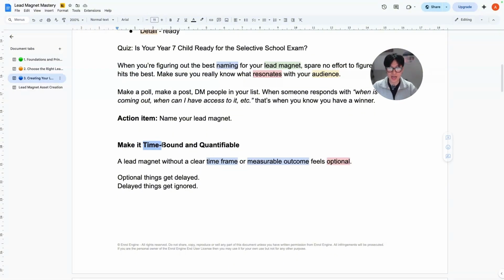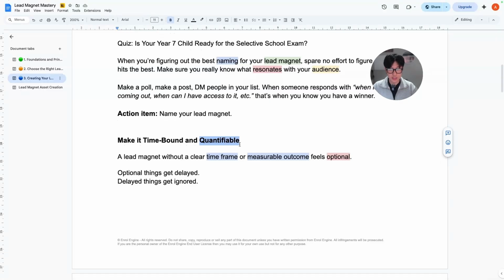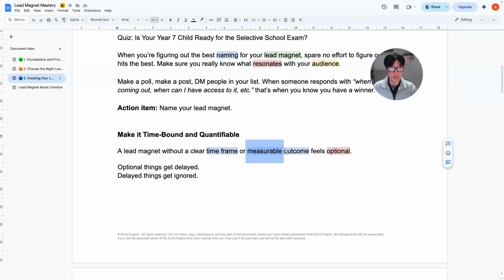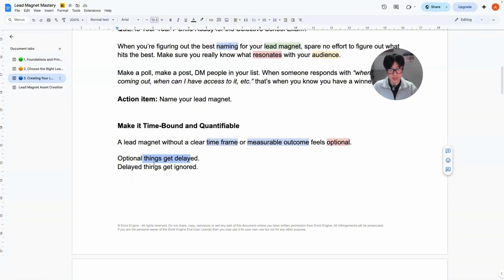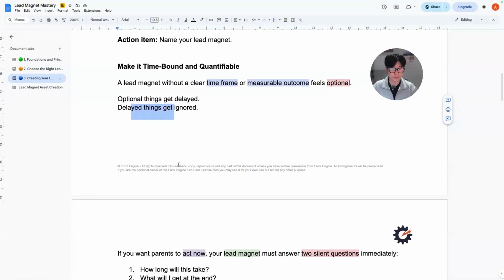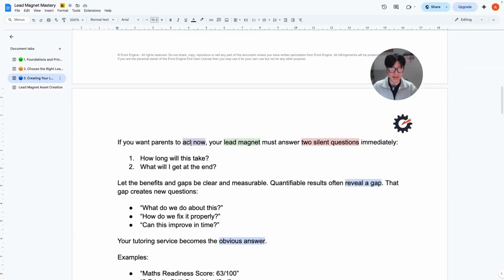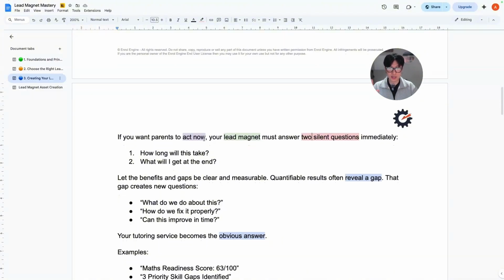And let's talk about making it time-bound and quantifiable. A lead magnet without a clear time frame or measurable outcome feels optional. There's no urgency, and optional things get delayed, and delayed things get forgotten or ignored. So if you want parents to act now, your lead magnet must fundamentally answer 2 silent questions immediately. We call them silent questions because the parents aren't actually asking you. The first one is, how long will this take for me to complete or interact with? And the second is, what will I even get at the end?